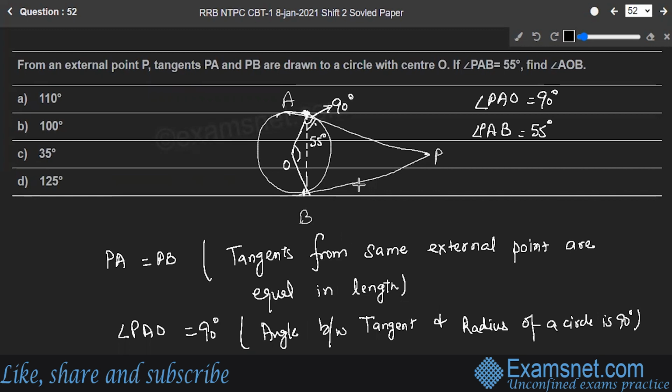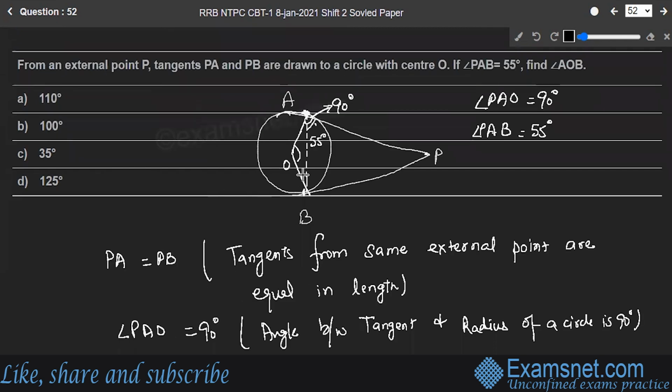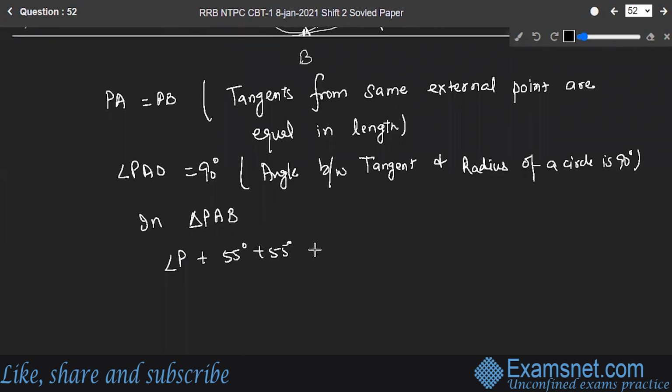Now let's consider the triangle PAB. In triangle PAB, angle P plus 55, 55. Now, why is this angle also 55? Because these two lines are equal, PA is equal to PB. Angles opposite to equal sides are equal. This is the isosceles triangle property. So this is equal to 180, which gives you angle P is equal to 180 minus 110, which is equal to 70 degrees. This is angle P.